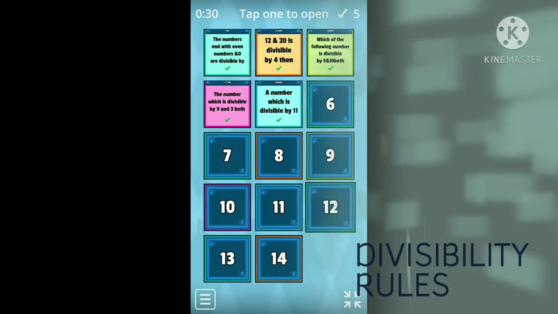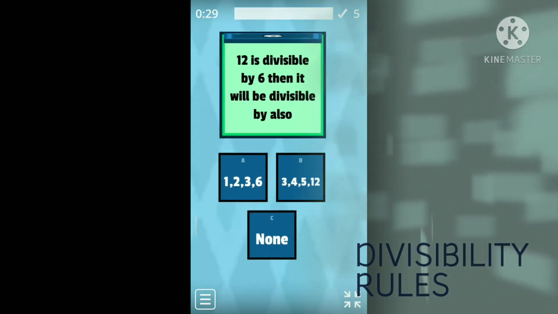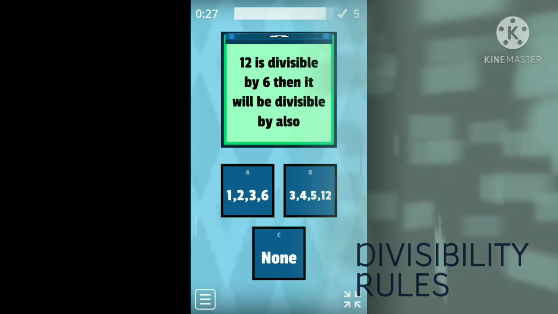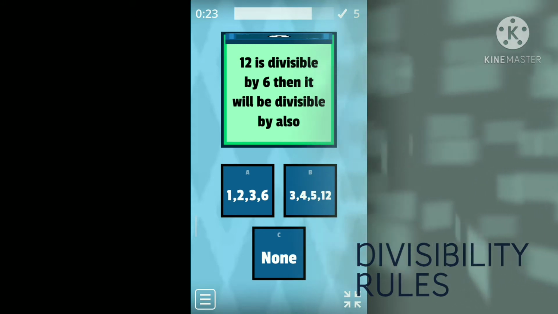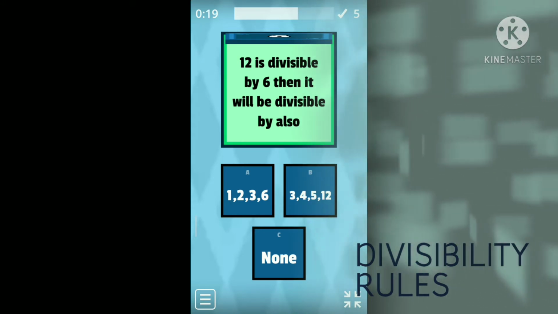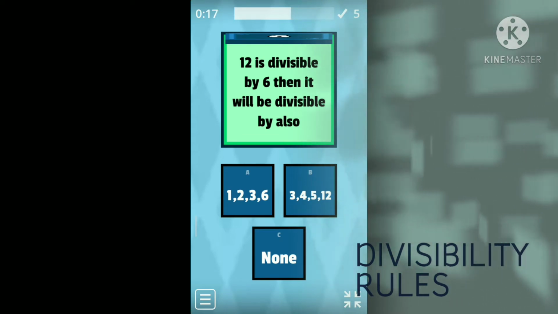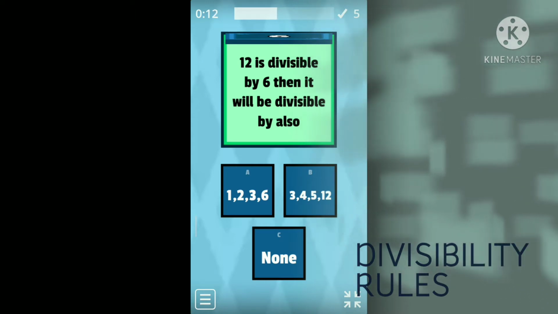Let us see the next question. 12 is divisible by 6, then it will also be divisible by what? We know that if any number is divisible by a given number, then that number should also be divisible by the factors of the given number. The factors of 6 are 1, 2, 3, 6. 12 will also be divisible by the factors of 6. So according to the question, A option will be correct, my dear students.